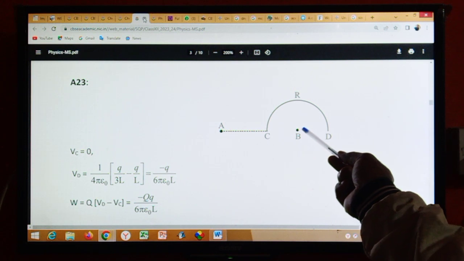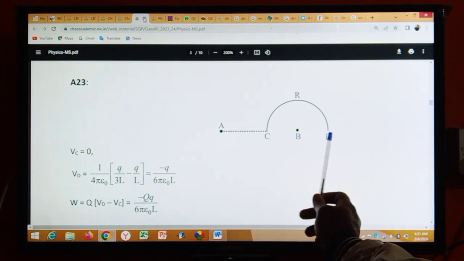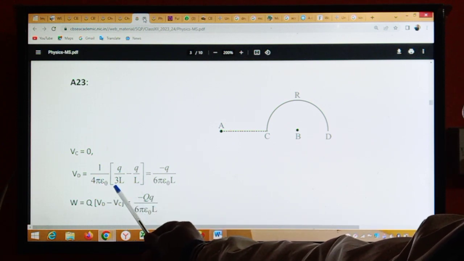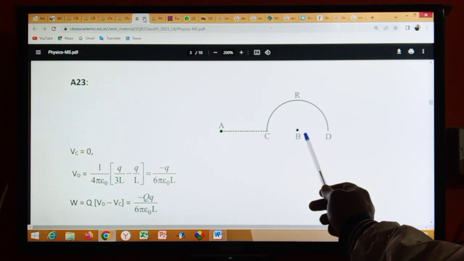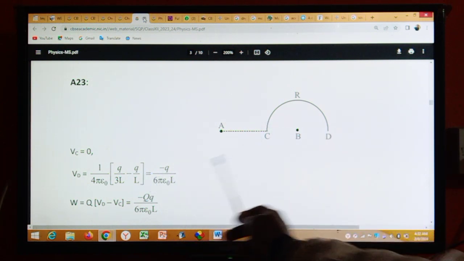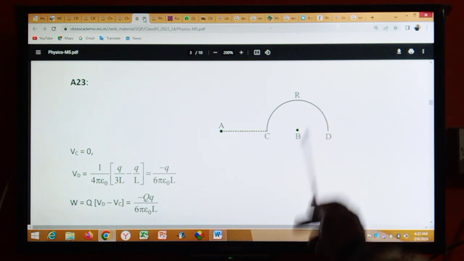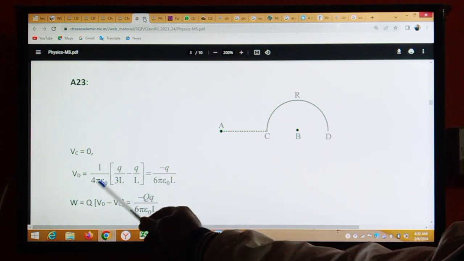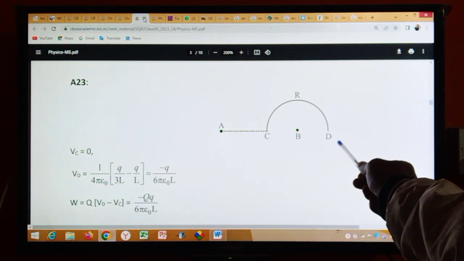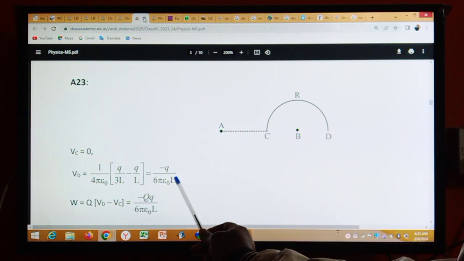Now there is a negative charge here, so minus q, again 1 upon 4 pi epsilon naught, which has been taken common in both terms, divided by L. So q by L, where L is the distance from B to D. So the final value that we are getting for the net electric potential at point D is minus q upon 6 pi epsilon naught L.